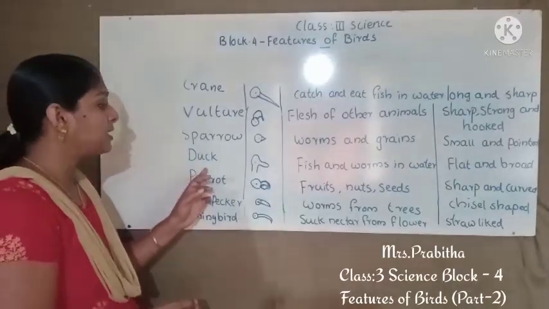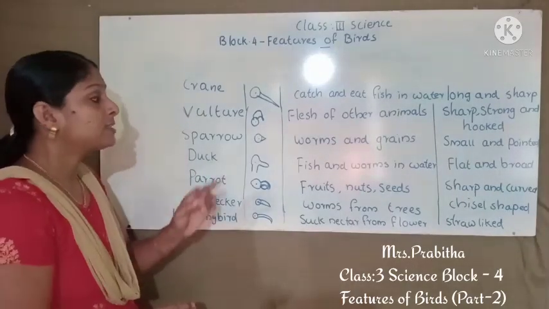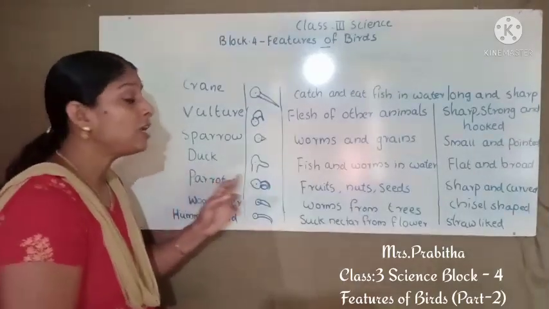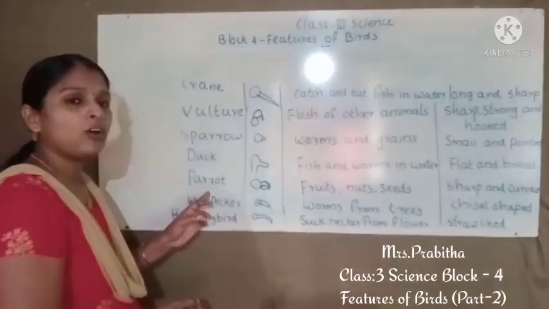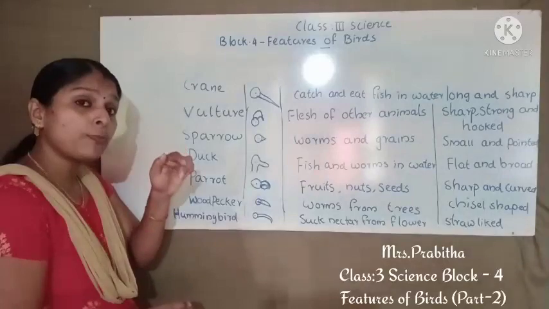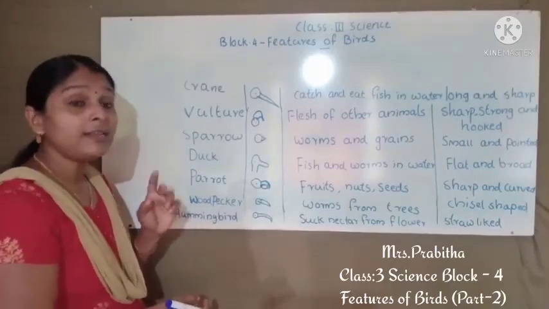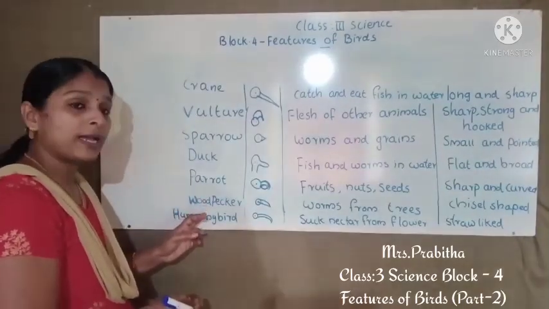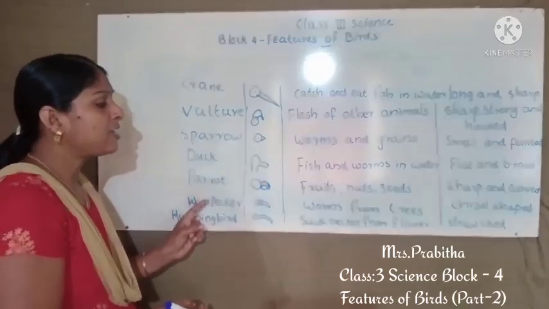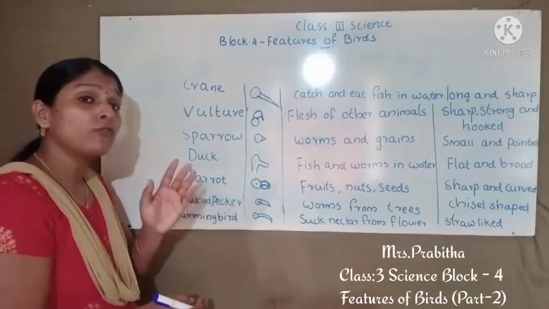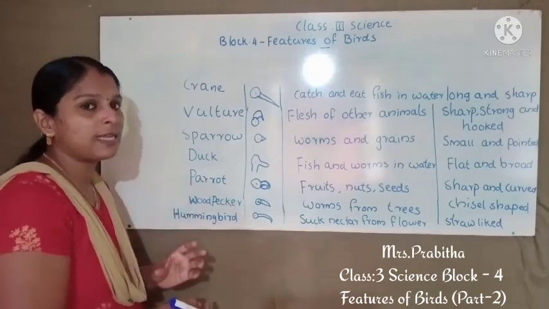Okay, then third one it is duck. Which type of beak? Yes, flat and broad beak. This kind of beak helps the bird to eat worms and fish in water. Then next we studied the beak of parrot. Parrot has sharp and curved beak. This kind of beak helps them to eat fruits, nuts and seeds. Next it is woodpecker. Woodpecker has chisel shaped beak. This kind of beak helps them to pierce the wood and eat worms from the trees. Small worms they used to eat.